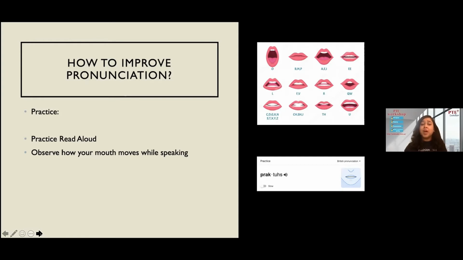When we read in our mind, we feel like we can smash it, we can do it perfectly. But the real problem occurs when we say the same sentence loudly. That's when we feel like we have lots of areas to improve. So my suggestion would be to practice loudly. Whatever you want to practice, do it loudly. And also observe how your mouth moves while speaking. This is really, really important in English.